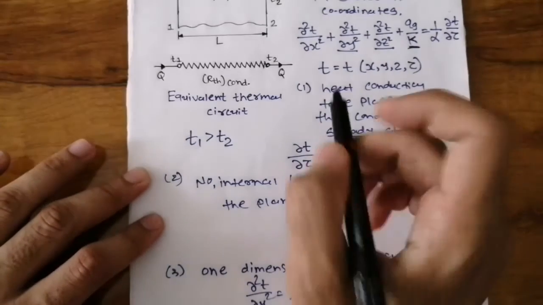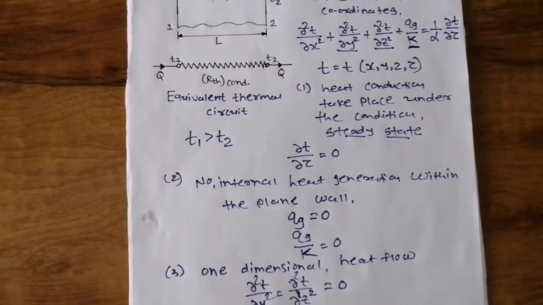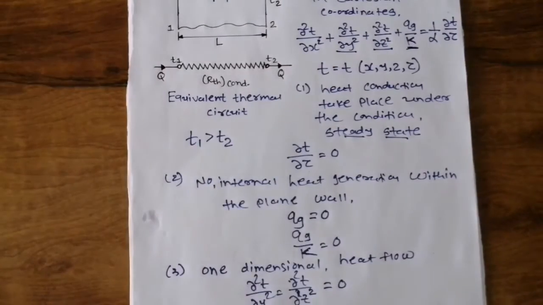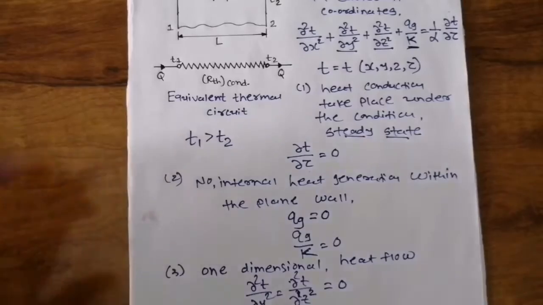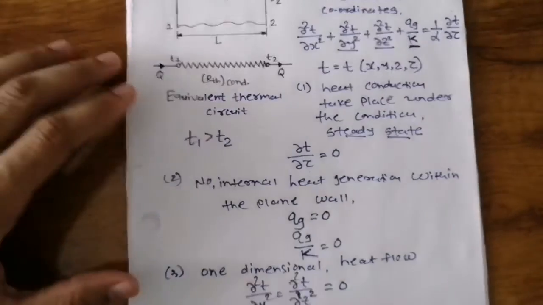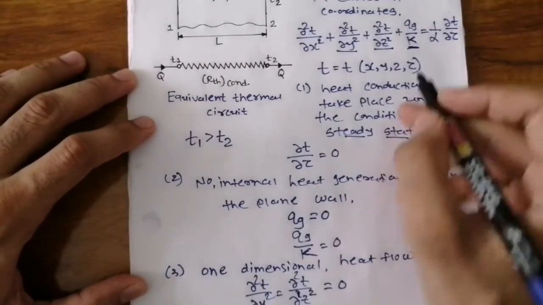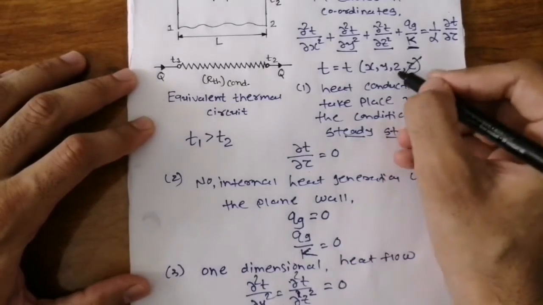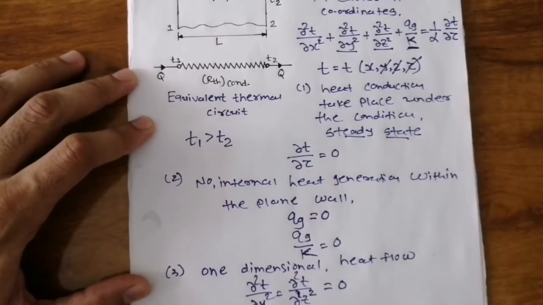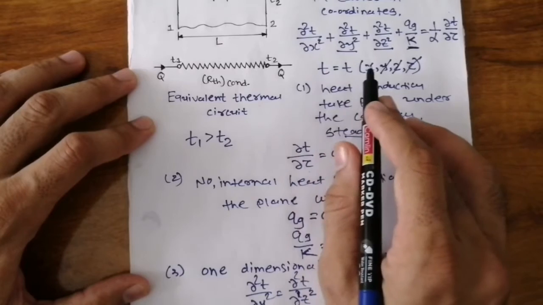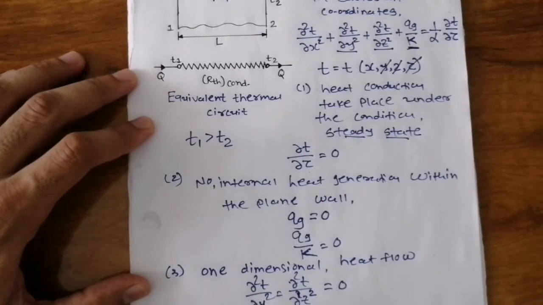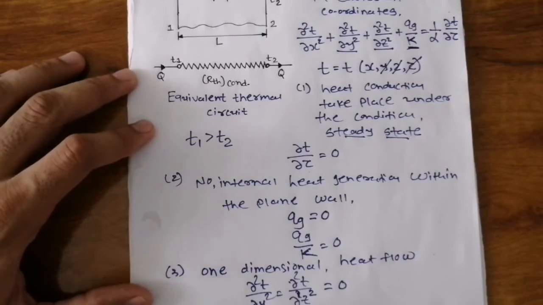Over. Now, already I told you that temperature is a function of x, y, z and tau. But now, according to these three conditions, we can say that the y and z terms will be 0. So we can say that temperature now depends only on the x direction.